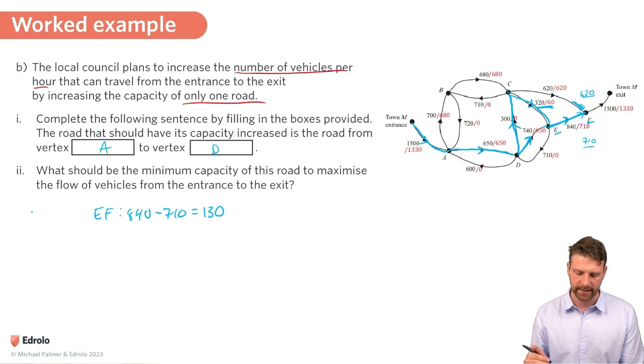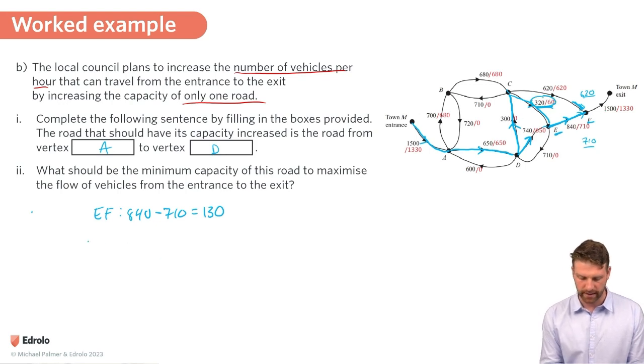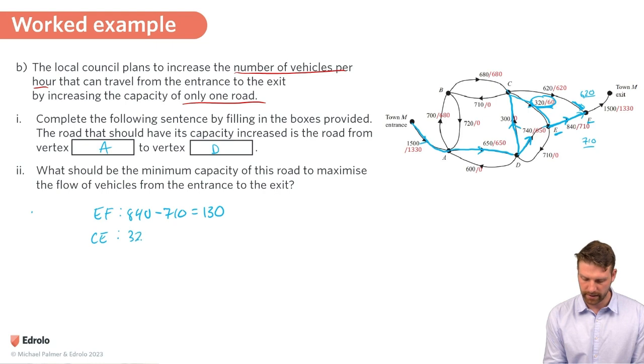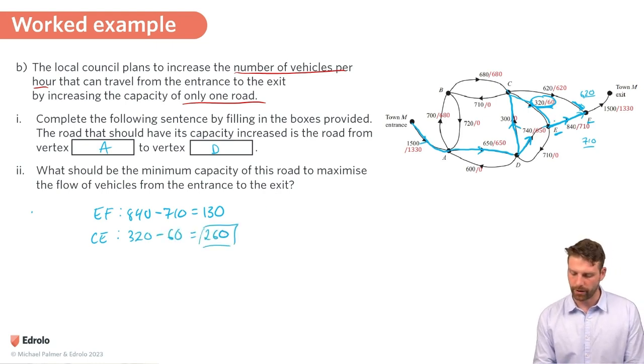Can I increase AD to allow 130 through? So can I get it to EF? Well, I think I could. I've got heaps of room on CE. What's left? I can send another 320 minus 60, I think is 260. I can definitely fit 130 more through CE.